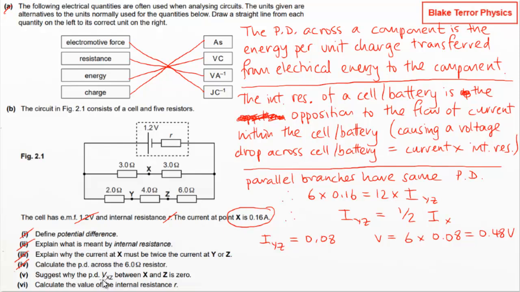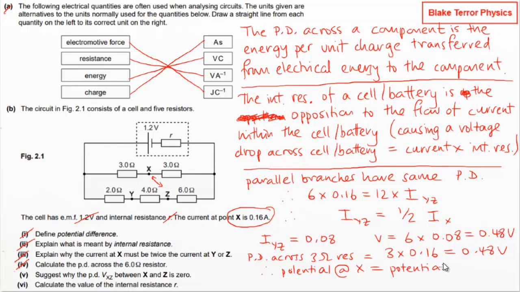Suggest why the PD V_XZ between X and Z is equal to 0. So we want the potential difference between these 2 points. Well, let's work out then that the PD across the 3 ohm resistor is equal to 3 times 0.16, which is 0.48 volts. Therefore, potential at X equals potential at Z.